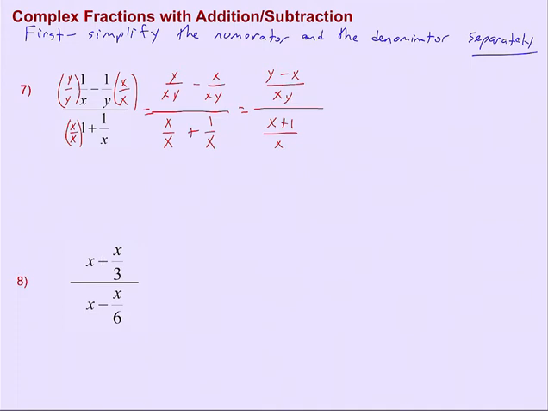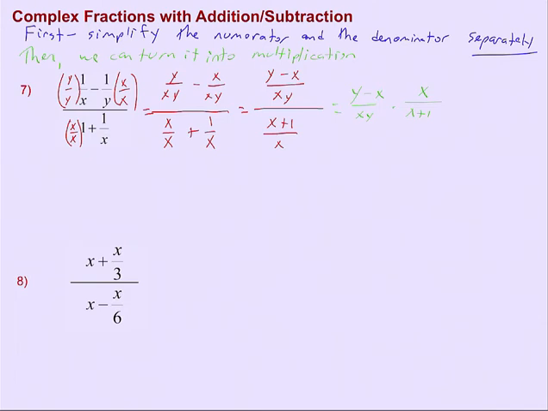Once we've simplified the numerator and the denominator separately, then we can turn it into multiplication. And this is what we saw in our last class. Dividing by a fraction is the same thing as multiplying by the reciprocal of the denominator. So I'm going to rewrite this as y minus x over xy times the reciprocal of the denominator, x over x plus 1. And now we'll see if anything reduces or cancels out.